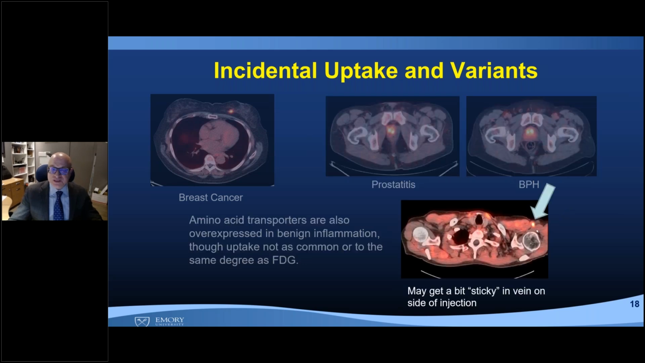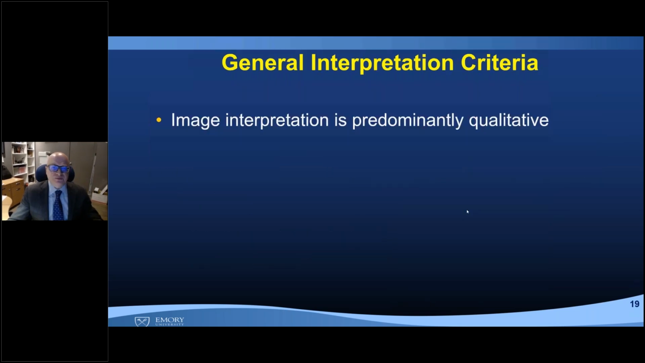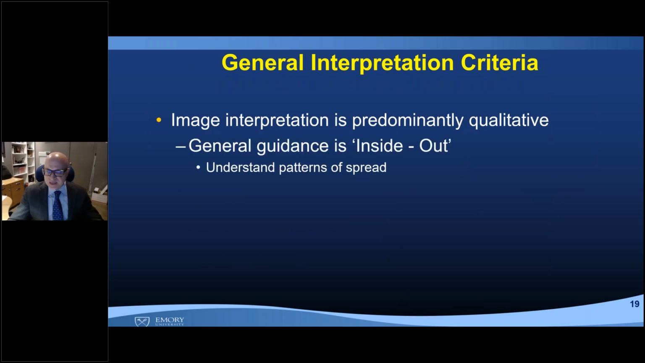Also, like with sestamibi, fluciclovine can get a little sticky in the vein on the side of the injection, but with PET-CT, that's easy to read around. The general interpretation criteria is predominantly qualitative. And one should be familiar with the patterns of spread of any cancer that you read. So the general guidance for prostate cancer is inside out.